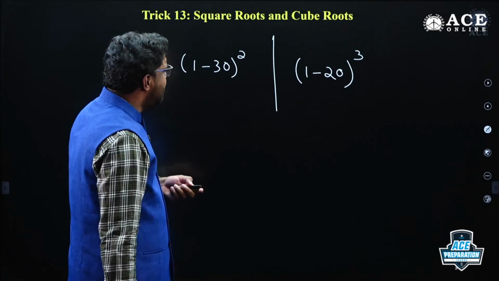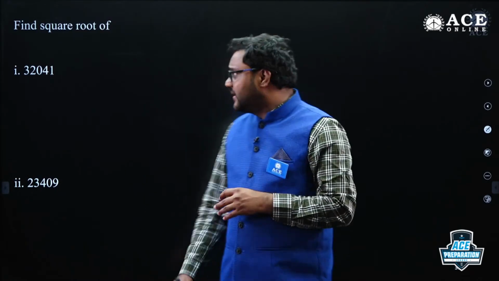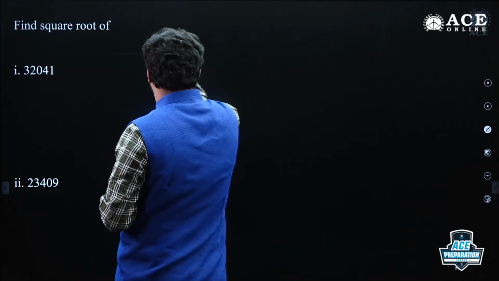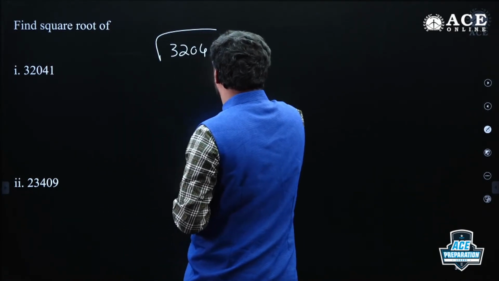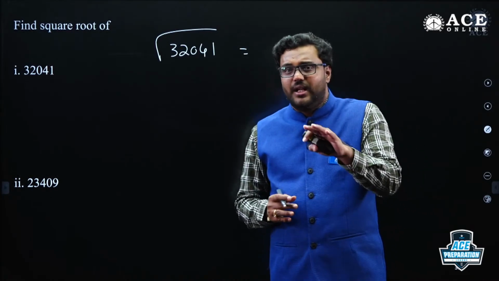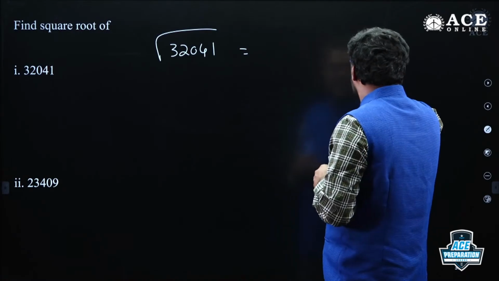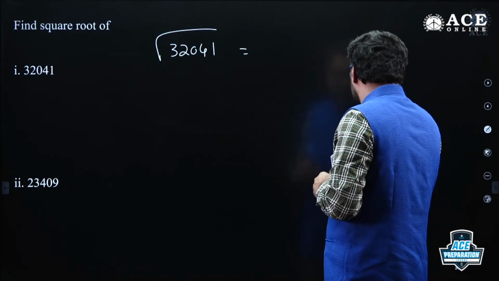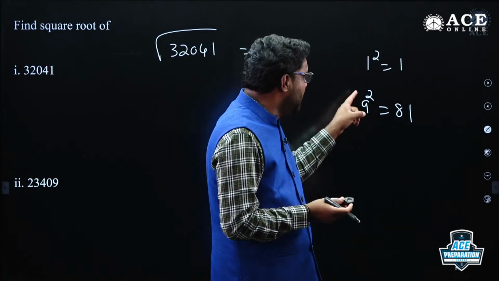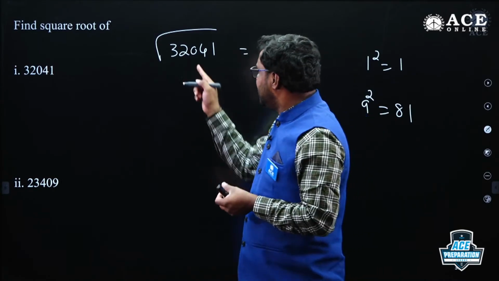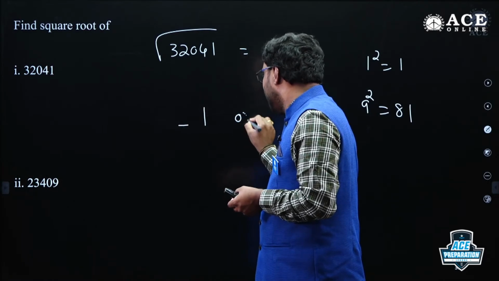Now let's see a direct example, my dear friends. First, I have to calculate the square root of 32,041. Listen, 1 square ends with 1, and 9 square also ends with 1. So if you do the square root, the result may end with 1 or it may end with 9.